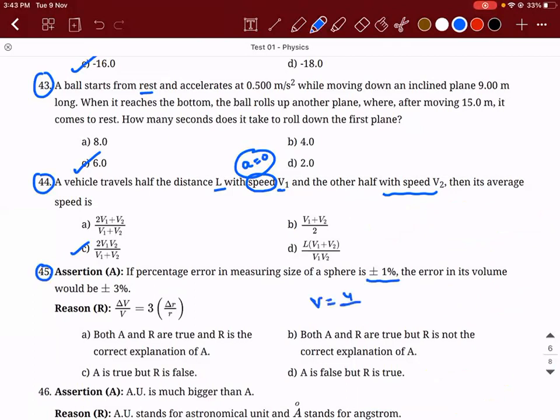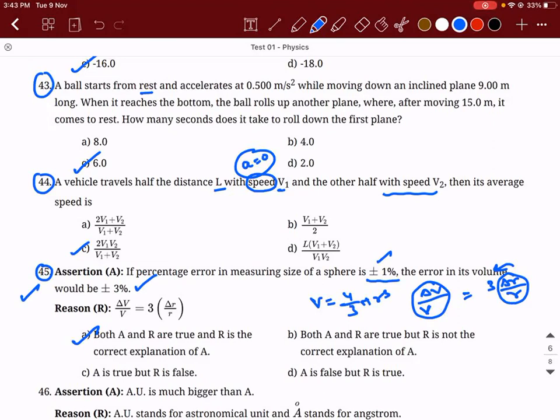See, volume of a sphere is 4/3 pi r cube. Delta V by V is equal to 3 times delta r by r. So here, if the error in the radius is 1%, 1 multiplied with 3 will give you 3%. So assertion is right. So what about the reason? Reason is also right and it is the right explanation for A.